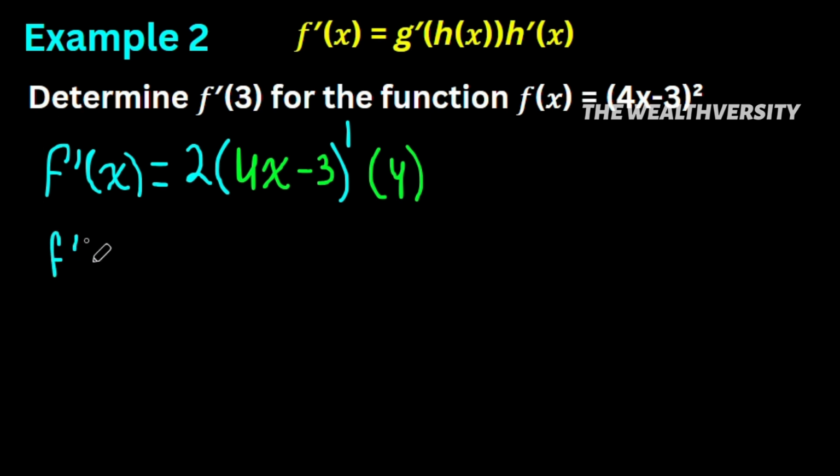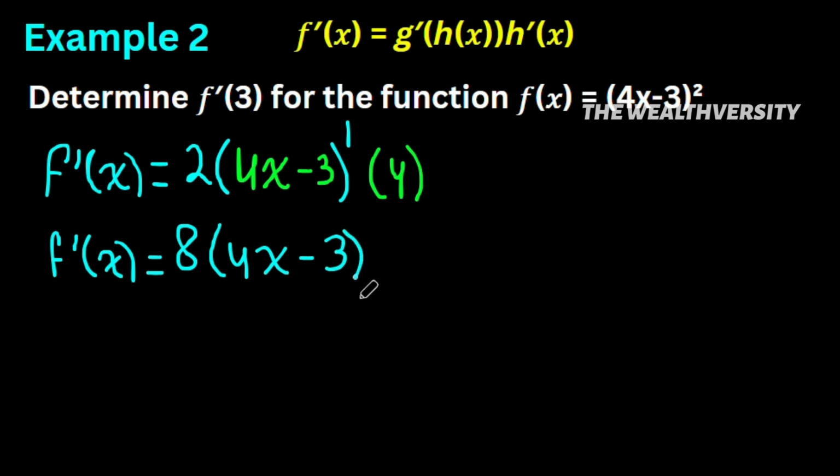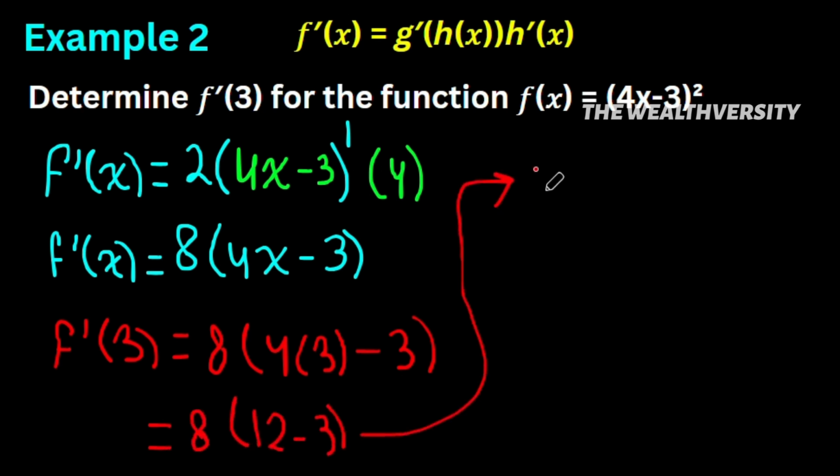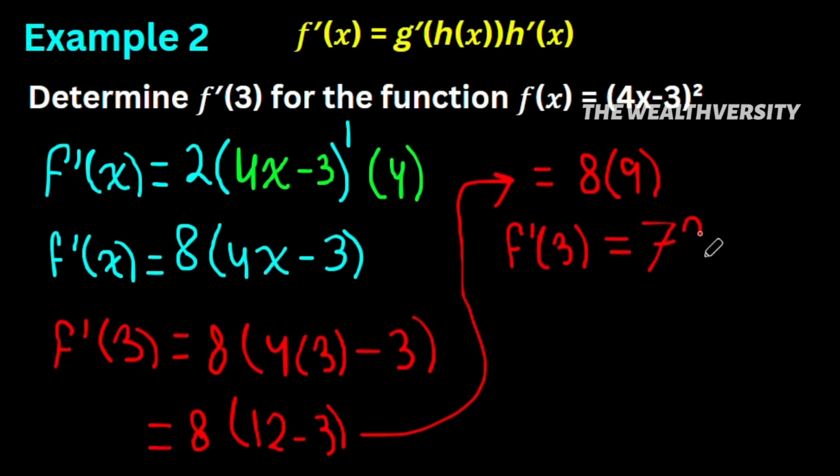It can be simplified further, but since we are subbing a number in for x, there is no need to simplify as we already found the derivative. Now that we have the derivative, we sub 3 in for x. So f prime of 3 is equal to 8 times 4 times 3 minus 3, which equals 8 times 12 minus 3. So 8 times 9, which means f prime of 3 is equal to 72.